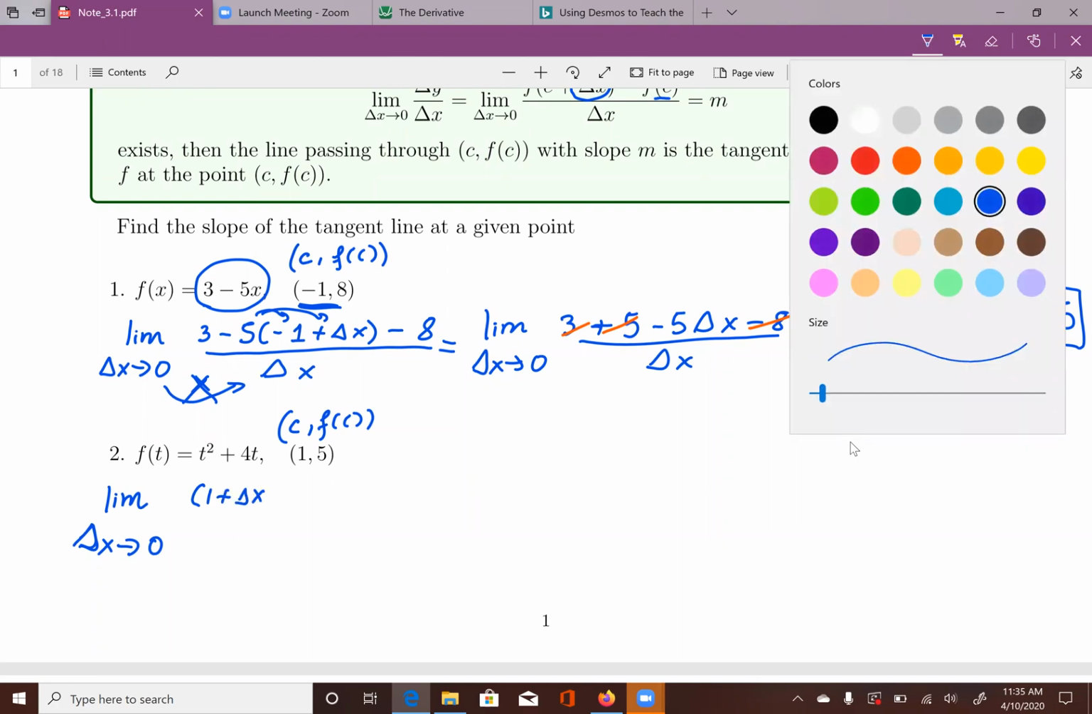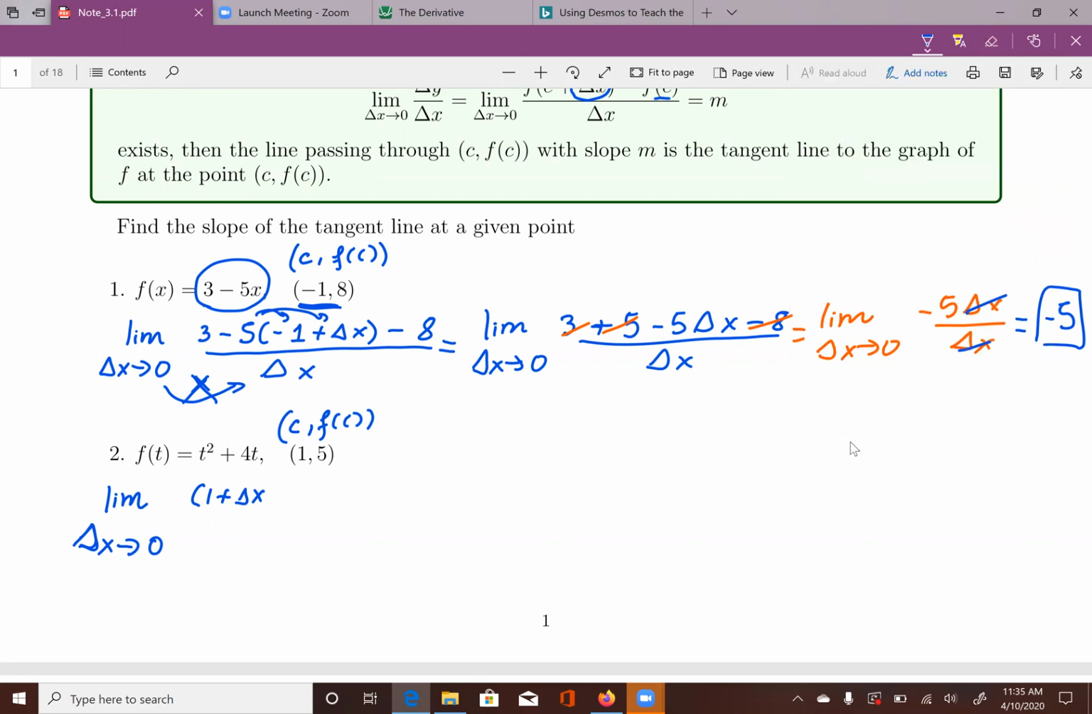I should use delta t, right? Because the variable now is t. So you should use t here instead of x. One plus delta t squared plus 4 times 1 plus delta t. Okay, so this is f of 1 plus delta t minus f of c, which is 5. Everything divided by delta t.